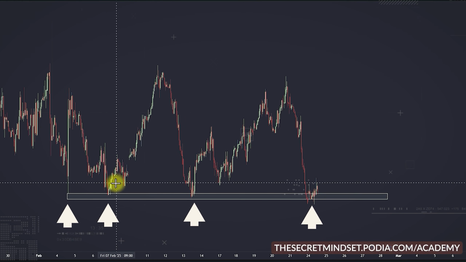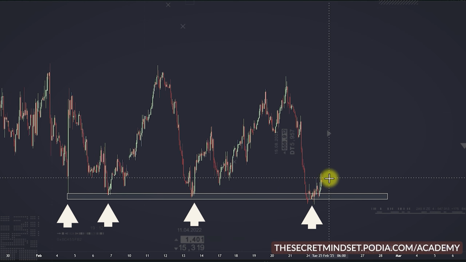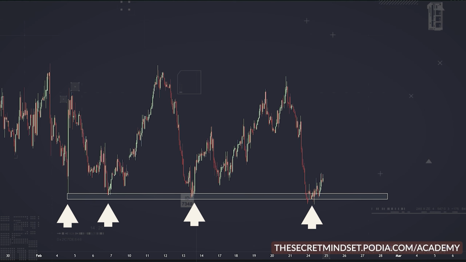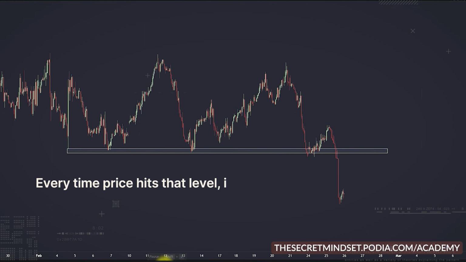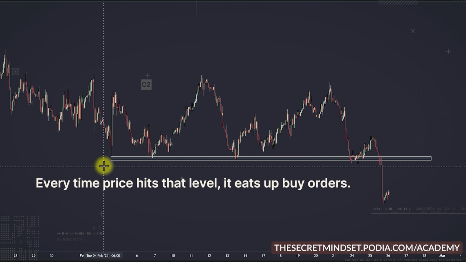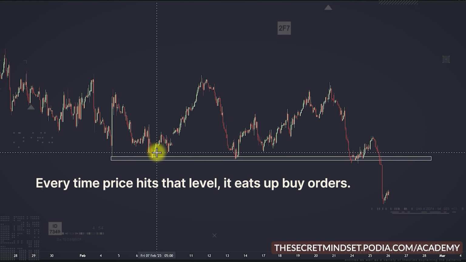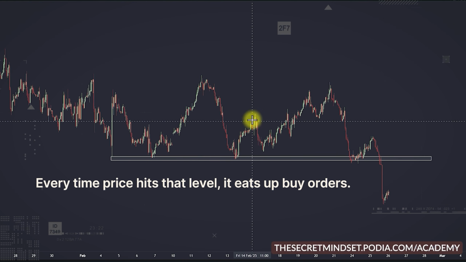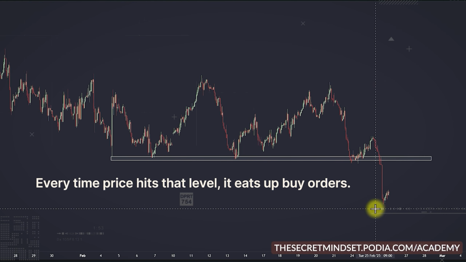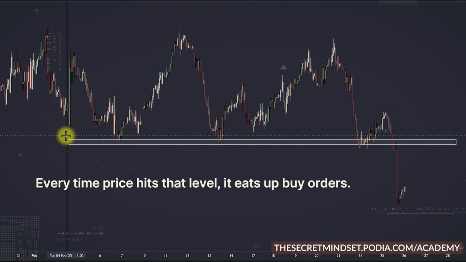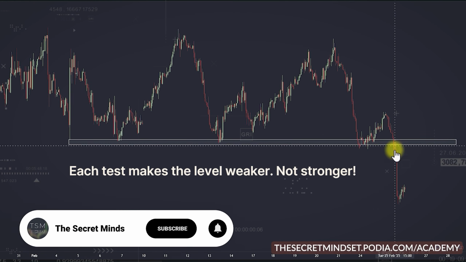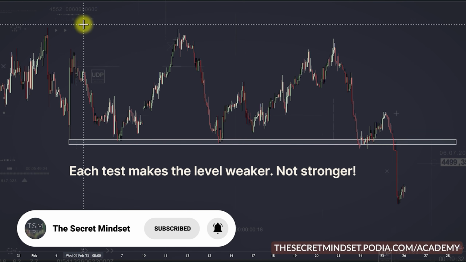Look at this chart. You see this support level getting hit over and over. Most traders think this makes it stronger, more reliable, a better place to buy. They're wrong. Every time price hits that level, it eats up buy orders. Think about it. Someone places a buy order at support. Price hits it. Order gets filled. That buyer is gone. Price hits again. More orders get filled. More buyers disappear. Each test makes the level weaker, not stronger.